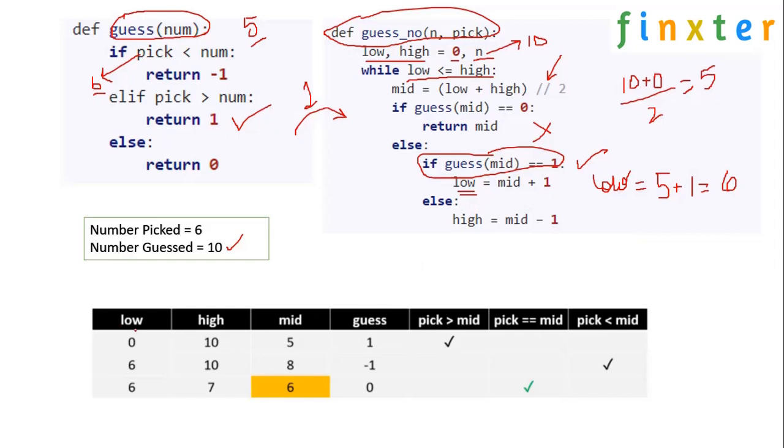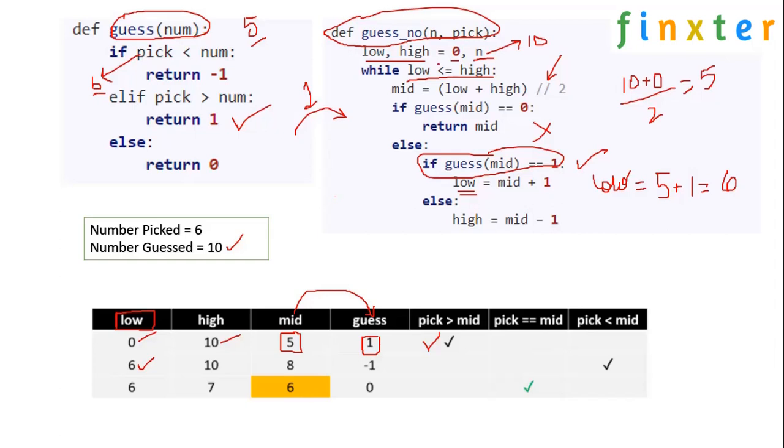Initially in the first iteration, the value of low was 0, the value of high was 10. Then we added the two values and divided by 2 to find the mid value, which happened to be 5. Then we passed the value of mid to the guess method, which returned us 1, and that was because the value picked was greater than the value of mid. Therefore, we modified the value of low such that low now became mid plus 1, which is 6. Now once low becomes 6, we can move on to the next iteration.